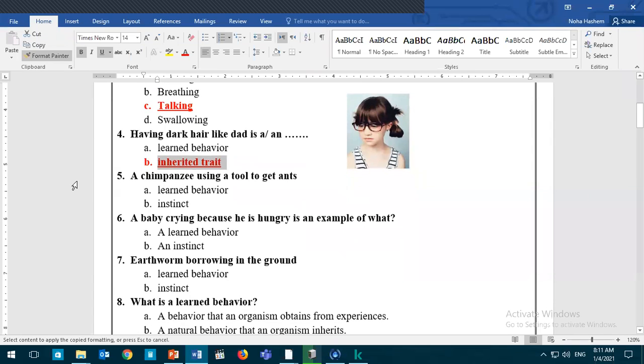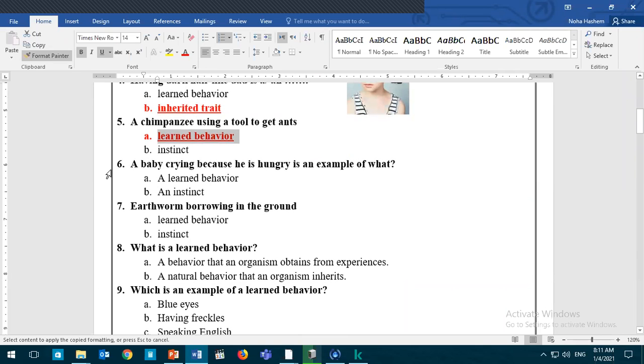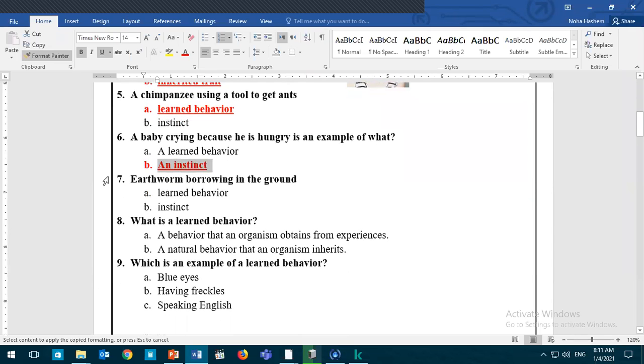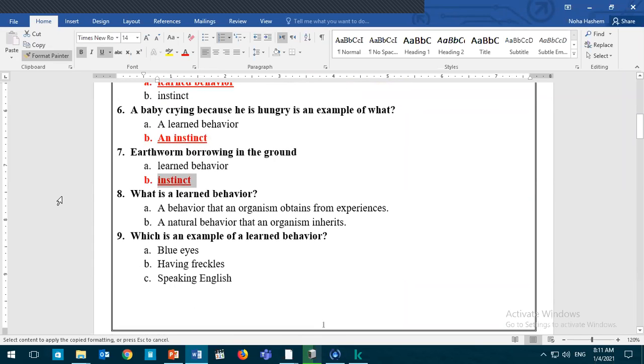Thank you so much. Number 5, a chimpanzee using a tool to get ants. It's learned behavior. Number 6, a baby crying because he's hungry is an example of instinct. Earthworm burying itself in the ground: instinct. It's something all earthworms do, they do not have to learn it. What is a learned behavior? A behavior an organism obtains or acquires from experience. Thank you so much.